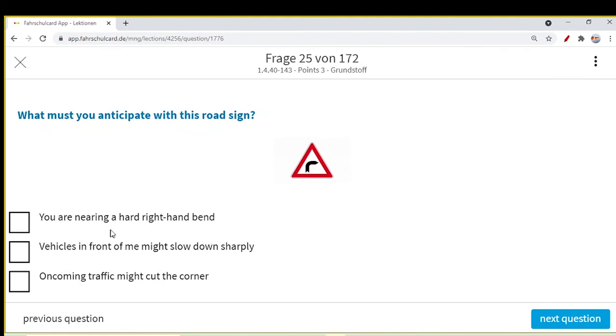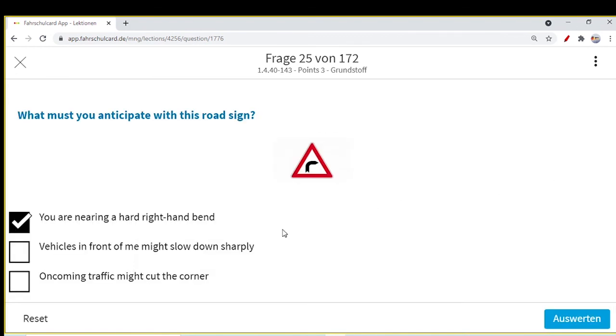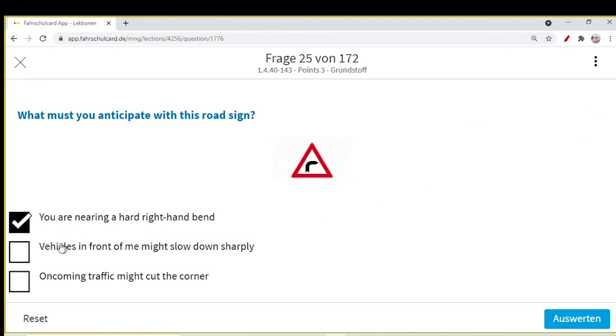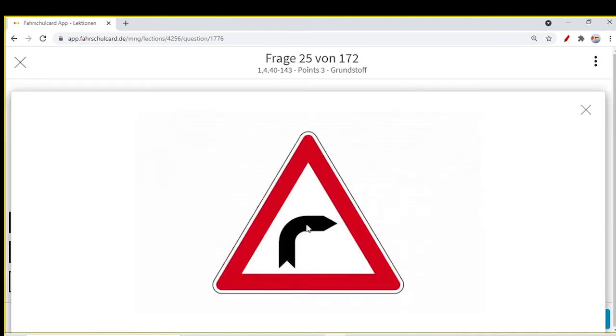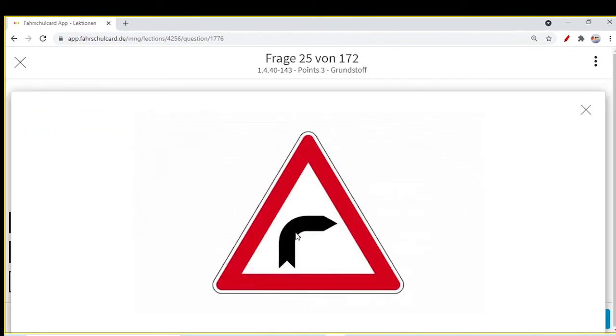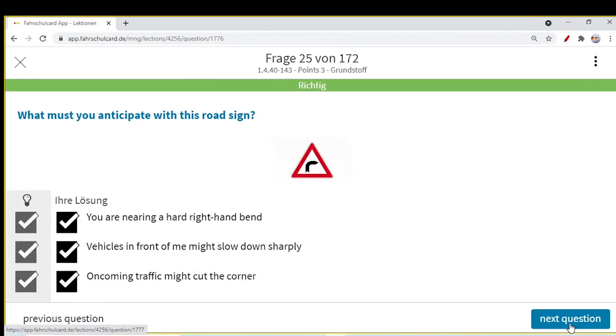So you are nearing a hard right hand bend. This is correct. You are approaching a really sharp right hand bend. Vehicles in front of me might slow down sharply, yes, because there is a sharp right bend. Vehicles traveling in front of you could slow down, because they have to face this sharp bend on the right hand side. They will also reduce their speed, and you also have to reduce your speed. And even the oncoming traffic might cut the corner, maybe they could skid out, cut the corner and come into your lane. So you need to be very careful about this as well.